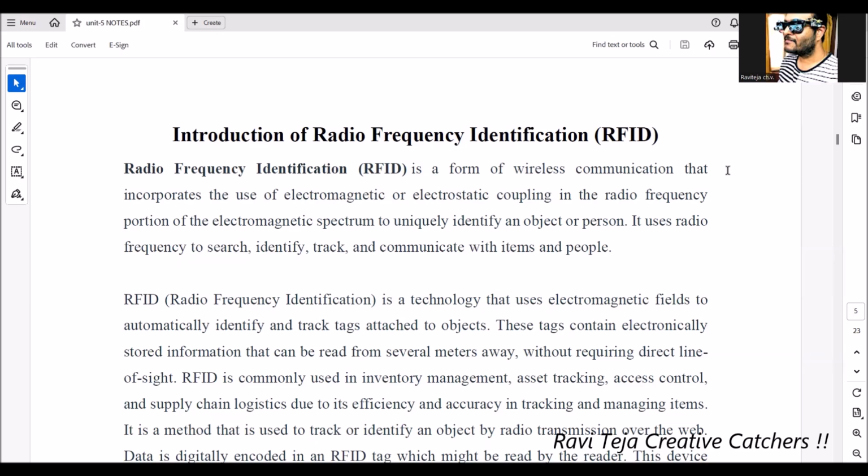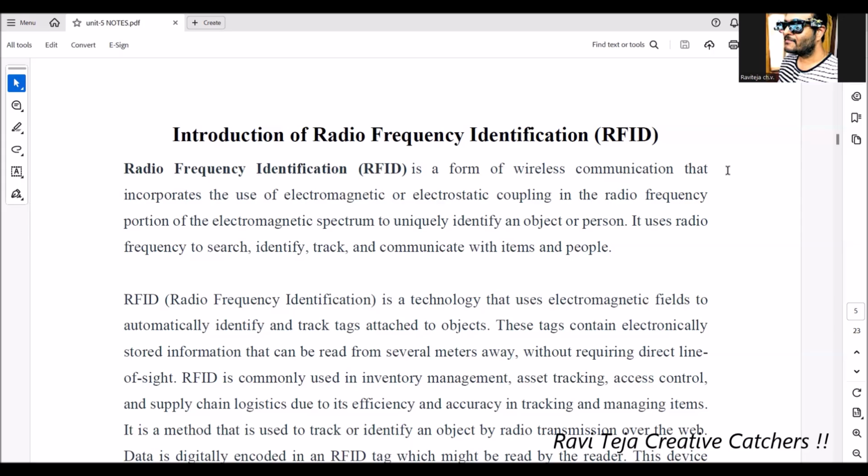Coming to the short form RFID, you might have already heard of this technology. Generally, the abbreviation RFID stands for radio frequency identification. It is also called a radio frequency identification device. This is purely wireless communication which uses electromagnetic or electrostatic coupling, and it also uses radio frequencies in order to transfer the data from the tag to the reader.